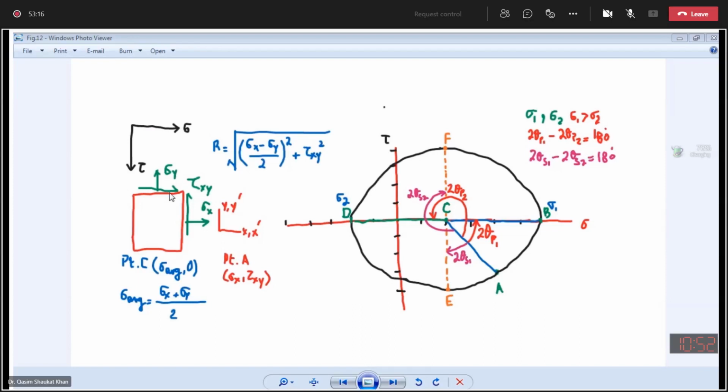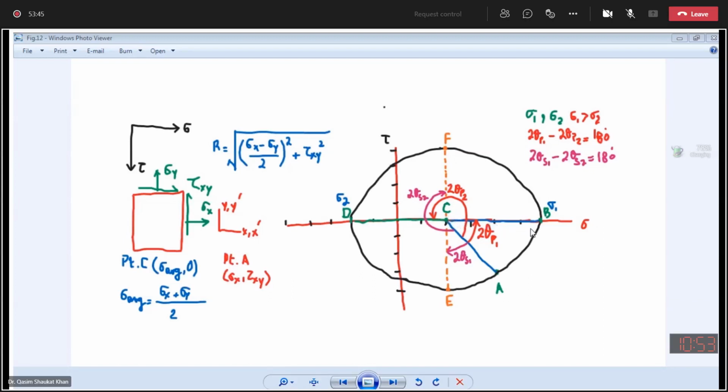You can take any value. It can be 21, 22, 23, whatever value you have. So let's say we have 20 degrees counterclockwise on the element. So on the Mohr circle, it will be 20 times 2, 40 degrees counterclockwise. So what you will do, this is your reference line CA. Moving from the reference line in the counterclockwise direction, you will measure 40 degrees. And where you get the 40 degrees, you will draw the line.